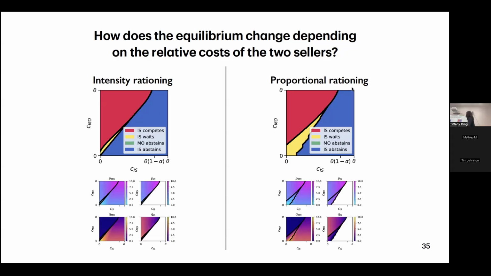And these plots are showing the corresponding optimal prices and quantities. One interesting thing is in this region here, where at equilibrium, the marketplace operator finds it optimal to induce the independent seller to compete. They're actually doing so by buying very little inventory, almost 0. So the effect is small, but I guess still non-zero. They buy some small amount of inventory in order to get the independent seller to lower their price slightly.